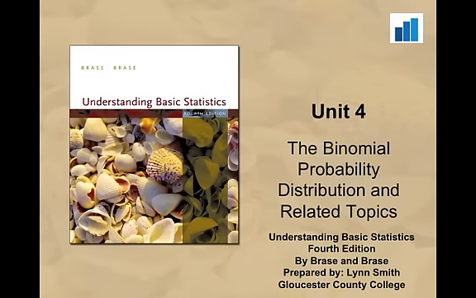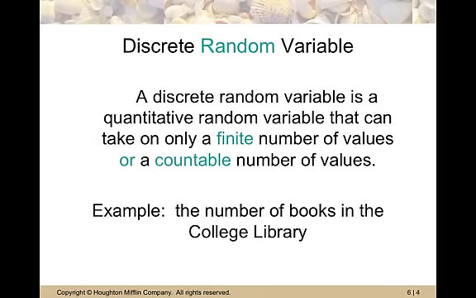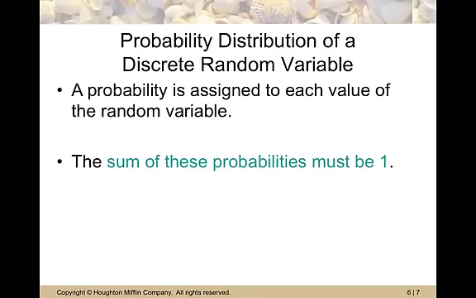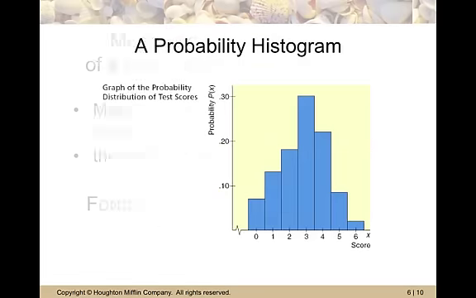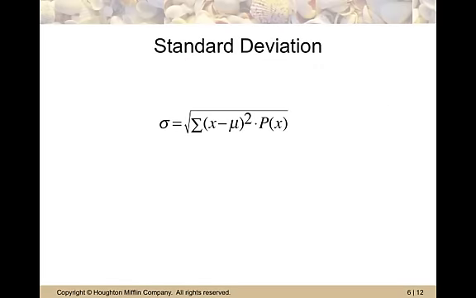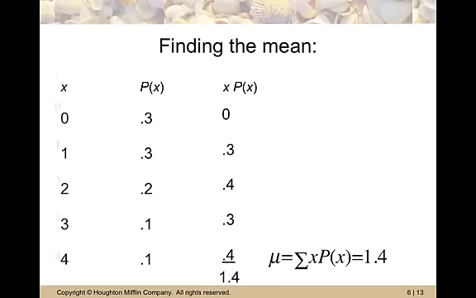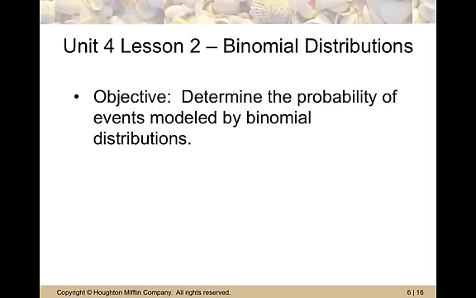Welcome to your Intro to Statistics, Unit 4, Lesson 2. Yesterday we talked about random variables in general. Today we're going to talk about a specific kind. We're going to talk about binomial random variables. And we will learn how to determine the probability of events modeled by binomial distributions.